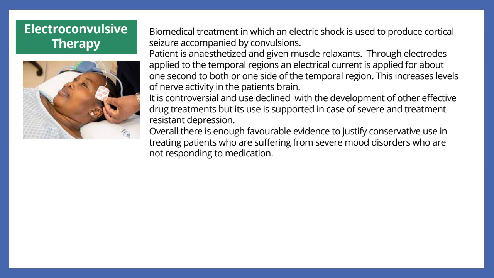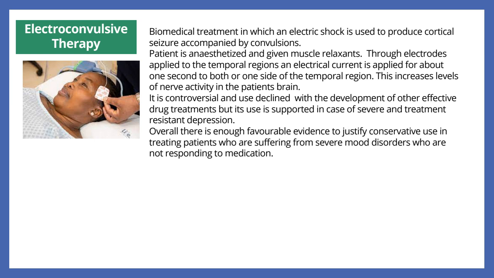And the final kind of pharmacological intervention is the electroconvulsive therapy. So that's basically where there are electrodes put on the brain and people receive an electric shock, which induces a seizure with convulsions. And it basically restarts your brain. It kickstarts some of the wiring in your brain to help overcome some of the mental problems. So the patient is basically anesthetized, is made to relax. The electrodes are put onto the brain, especially in the temporal regions, and a current is applied, very quick current, on one or both sides, which increases the levels of nerve activity in the brain.